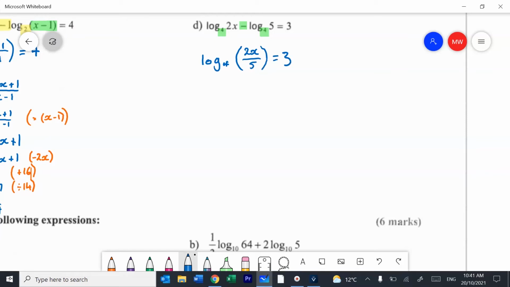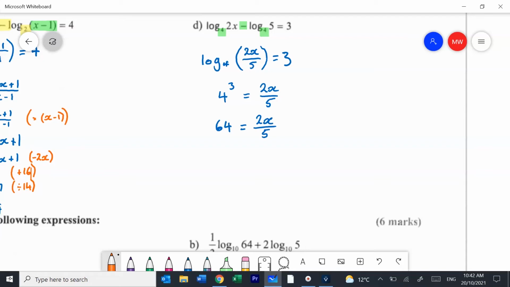And so now we'll move it into index form so that we can work with it. So we've got a base of 4 to the power of 3, that equals 2x divided by 5. And now we'll just start manipulating it. So 4 to the power of 3 is 64. That equals 2x divided by 5. And we're just up to balance method now.